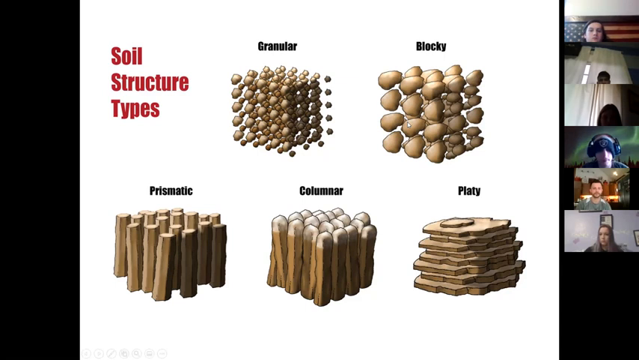This one's pretty obvious. Platy. Absolutely, it's going to be the platy. So ranking these, we're going to say that this is the fastest, followed by blocky. We probably have a draw between prismatic and columnar. I wouldn't say that one of these is going to be faster than the other. And then this one absolutely is the slowest.